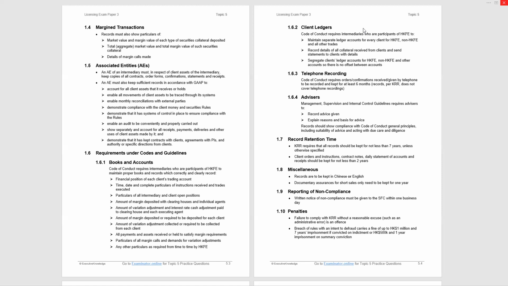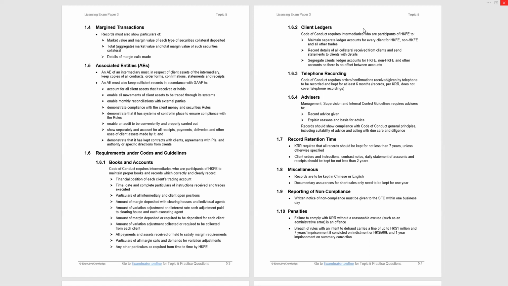Okay, so paragraph 1.6 and the subparagraphs are relating to the code of conduct, which doesn't have the force of law. Going to paragraph 1.7, we're now moving back to the keeping of record rules. And none of these rules with regard to retention time, records should be kept for not less than 7 years. We visited that at the beginning of this topic. Client orders and instructions, contract note, statement of account, and receipts, they only need to be kept for 2 years. So the default is 7, but some very specific records only have to be kept for 2 years, and they are listed there.